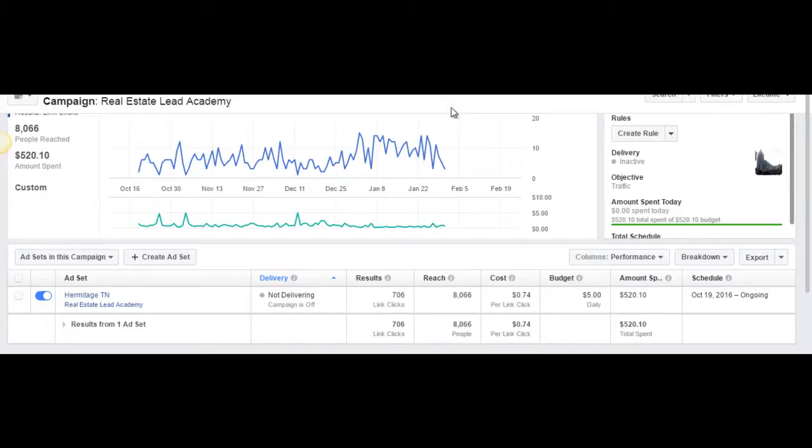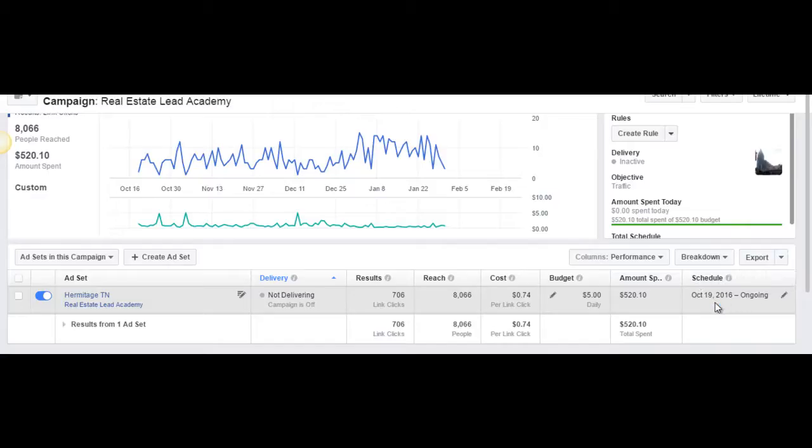RealEstateLeadAcademy.com, and I want to show you an example of what a campaign could do for you, the budget you can realistically expect. Now remember, every market is different, so this is in the Nashville, Tennessee market, actually a suburb of Hermitage, Tennessee, which is right outside of Nashville. But I just want to give you an example of the power of this marketing and show you some documented proof. So right here you can see that this campaign's been going since October the 19th, and it's ongoing.